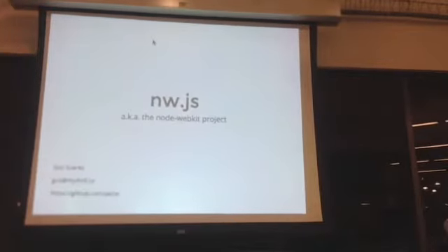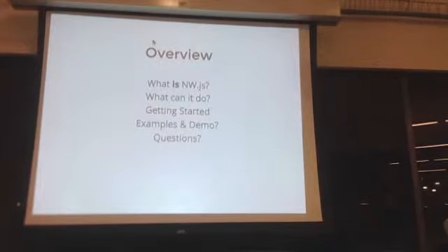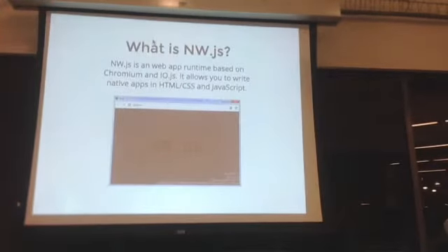So I'm going to go over what NW.js is, also known as Node-webkit. It's kind of confusing at first, but it's really cool what it can do. NW.js is a web app runtime. It's based off of Chromium and io.js, and it basically allows you to write native applications in JavaScript and HTML5 for OS X, Windows, and Linux with the same code base.